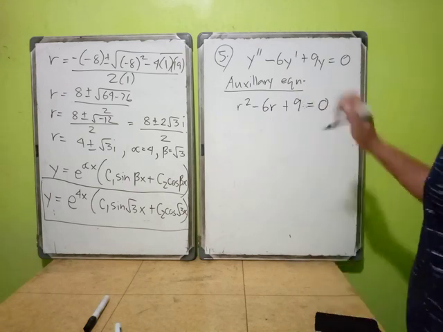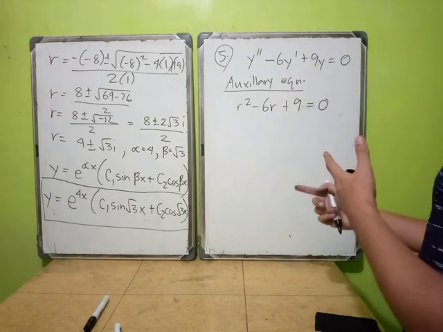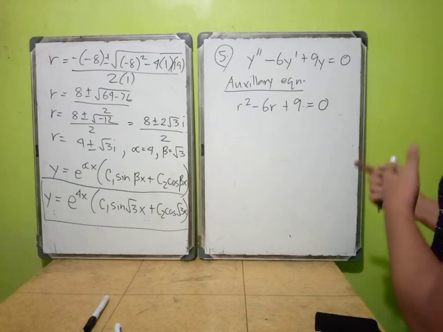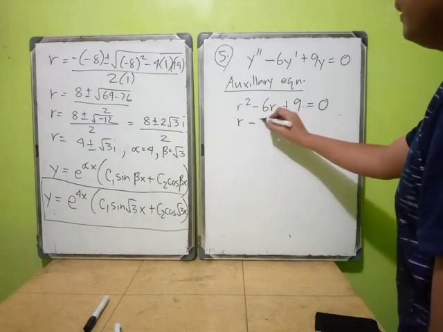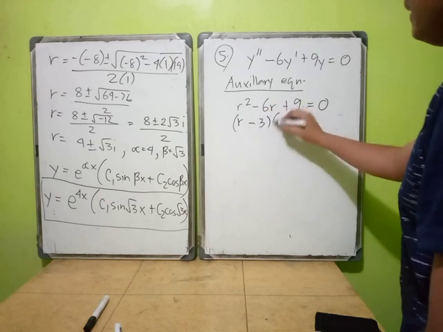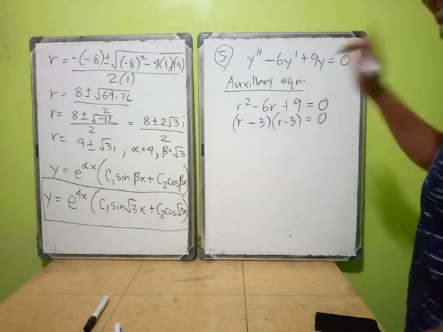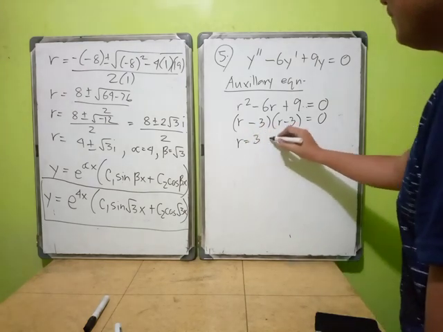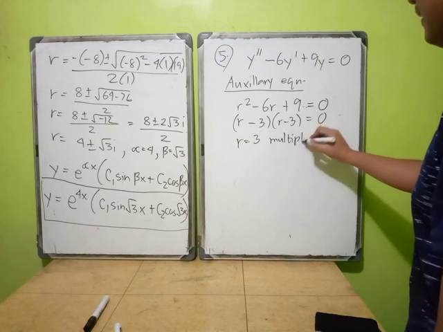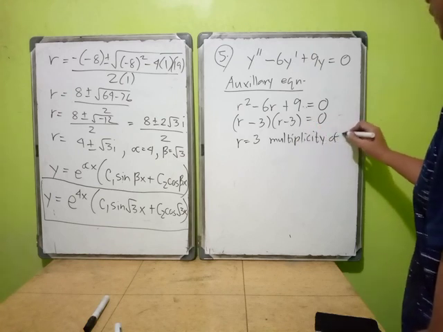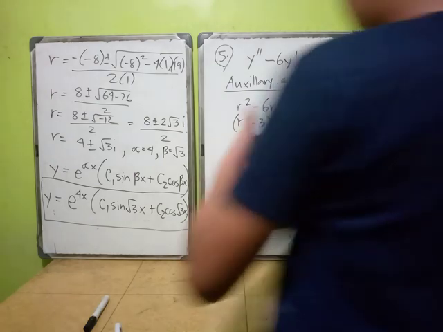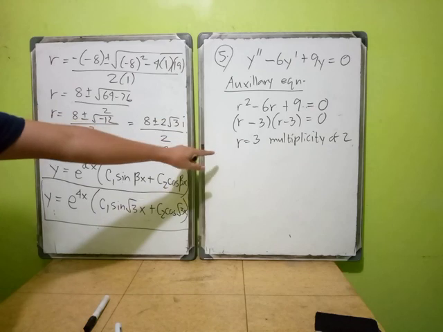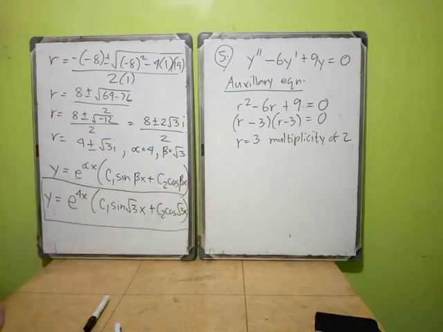So paano? Nakikita nyo ba? Pwede siyang i-factoring. So since pwede na siyang i-factoring, hindi na natin kailangan gumamit ng quadratic equation. So we got r minus 3 times r minus 3. Okay? Two equal roots. So r here is equal to 3 with multiplicity of 2. That 3 was repeated. So therefore, it is case 2.